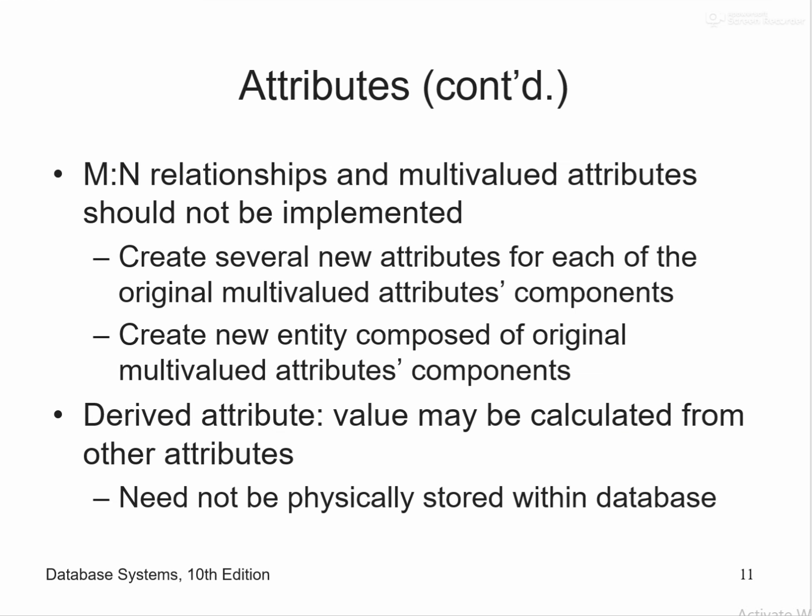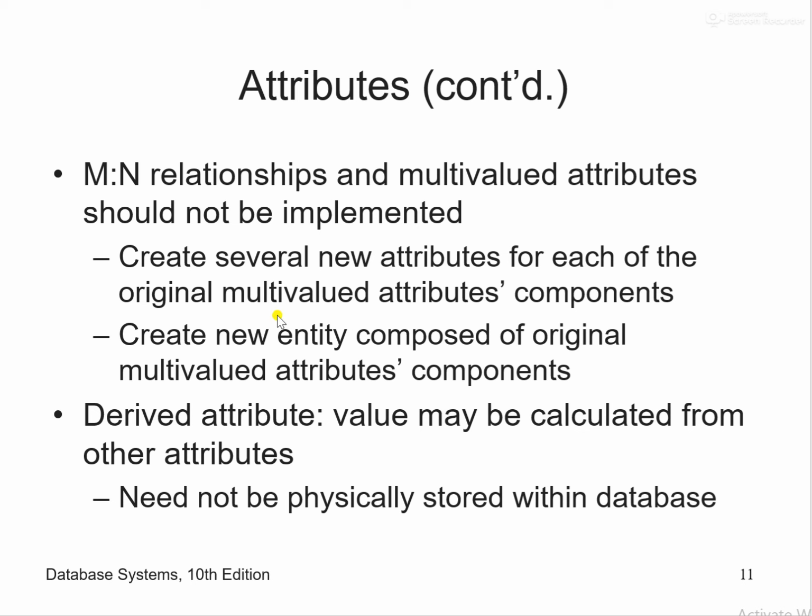If we have a many-to-many relationship or a multi-valued attribute, then we cannot implement them in a relational database management system, because at the intersection of any row and column, in one cell, as per RDBMS we should have a single value. But in the case of a multi-valued attribute like car color, we can have more than one value for car color, which is not allowed.